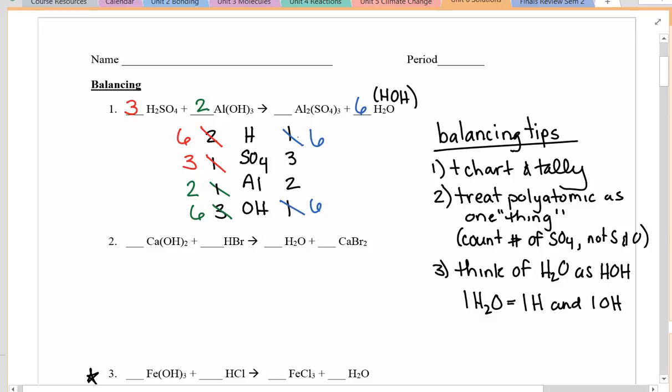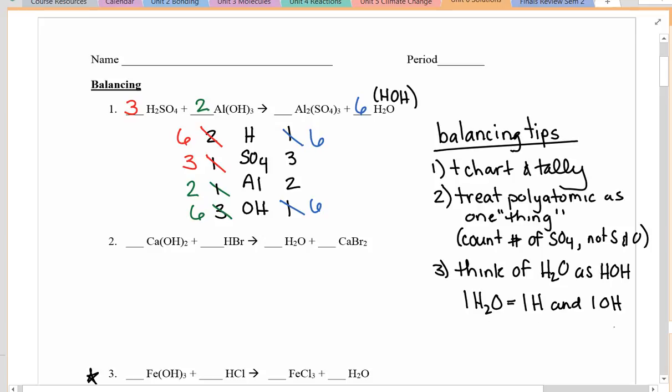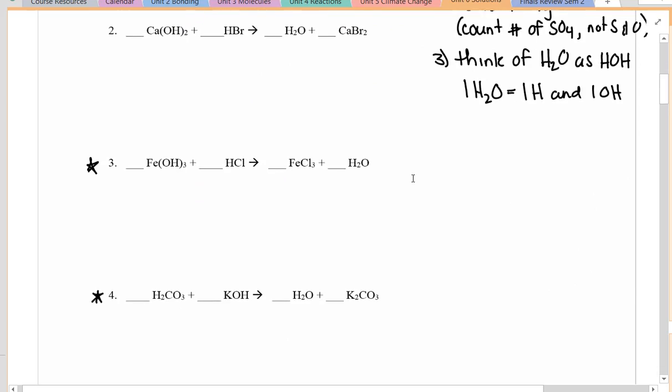Tip number 3 that is specific for this type of reaction is it can be helpful to think of H2O, water, as hydrogen hydroxide. So think of H2O as being made up of 1 hydrogen, 1 hydroxide. So notice in this reaction number 1 here, I counted my waters as 1 hydrogen, 1 hydroxide. That helped here because then I could say over on the left I've got 6 hydroxides and over here I've got 6 hydroxides. So let's go through problems 3 and 4 to practice these tips here.